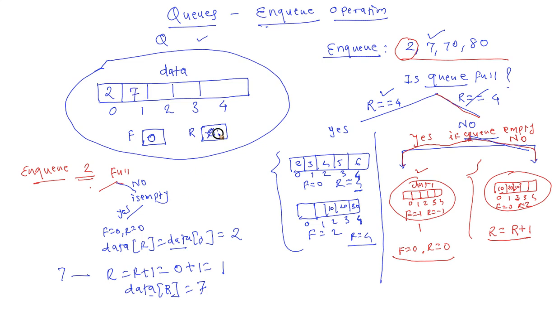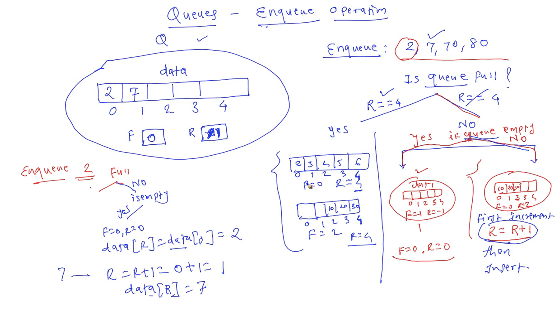So I incremented R, right? First I'm incrementing R and then inserting. The step is first increment, then insert. That's important, right? It's not that first I'll insert and then increment. No, it's not like that. First increment R, then go to data of R and then insert.